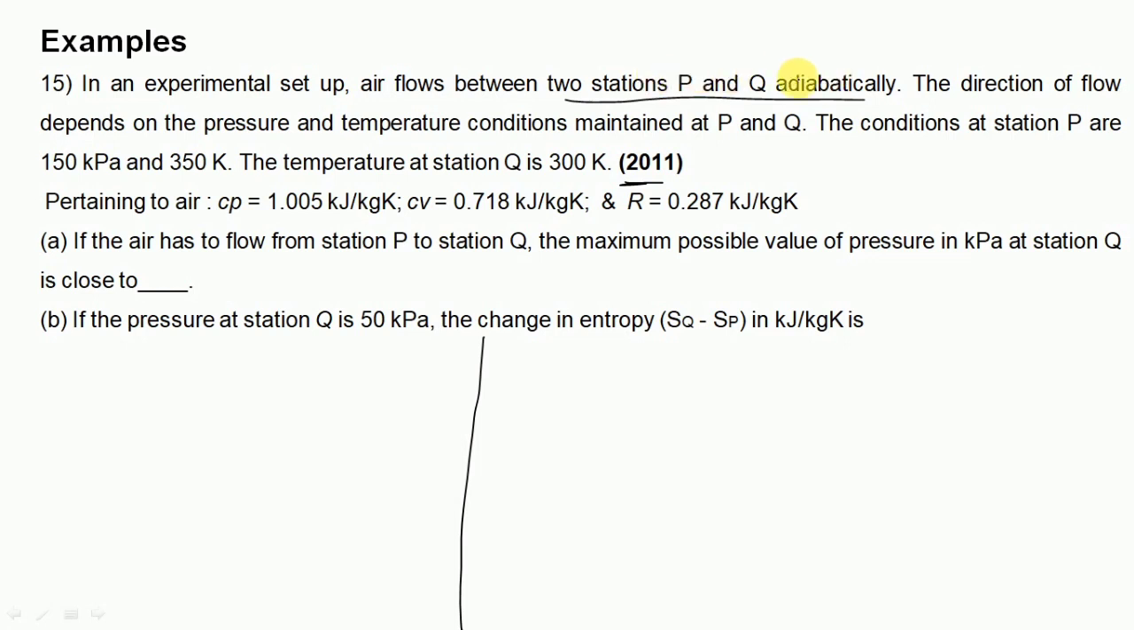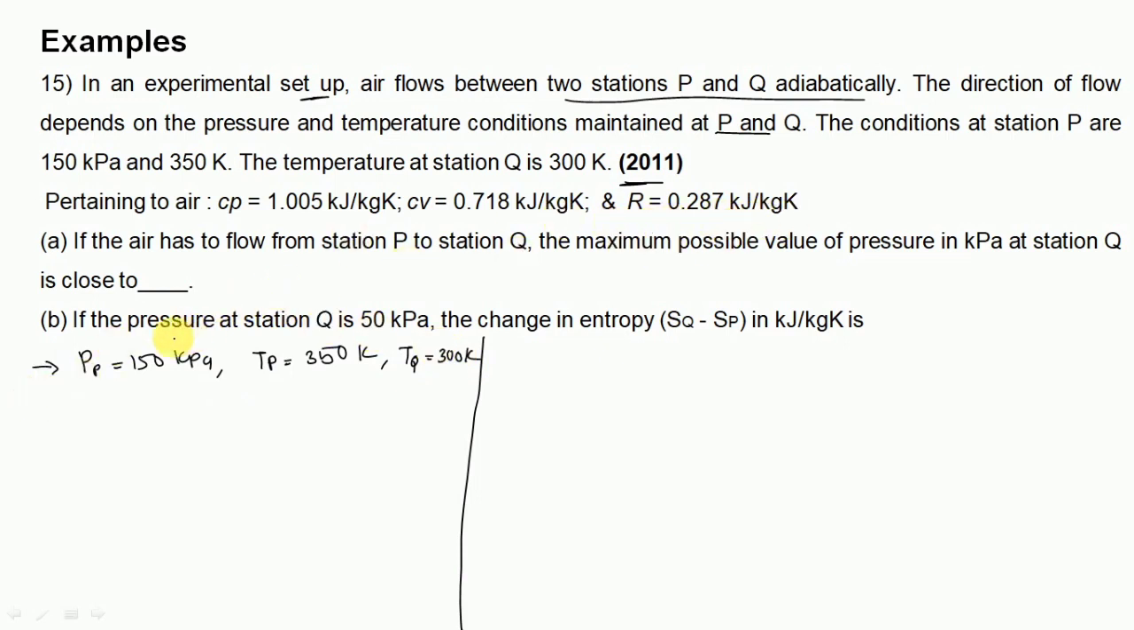The direction of flow depends on the pressure and temperature conditions at P and Q. Here it is data from the experimental side. The condition at station P is given: the pressure is 150 kilopascal and the temperature is 350 Kelvin. At station Q, the temperature is 300 Kelvin. Cp, Cv and R values are given.